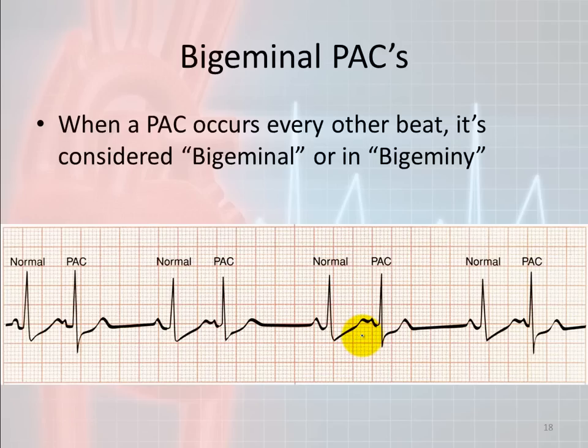Now let's go ahead and start looking at the different patterns of PACs. When we have any kind of premature complexes, and this could be atrial, this could be junctional, this could be anything, but we're talking about atrial complexes. If the premature complex, whether it's atrial, junctional, or ventricular, occurs every other beat, it is considered bigeminal premature whatever complex. So as you can see here, you have a sinus beat, a PAC, sinus beat, PAC, sinus beat, PAC. So every other beat is a premature complex.